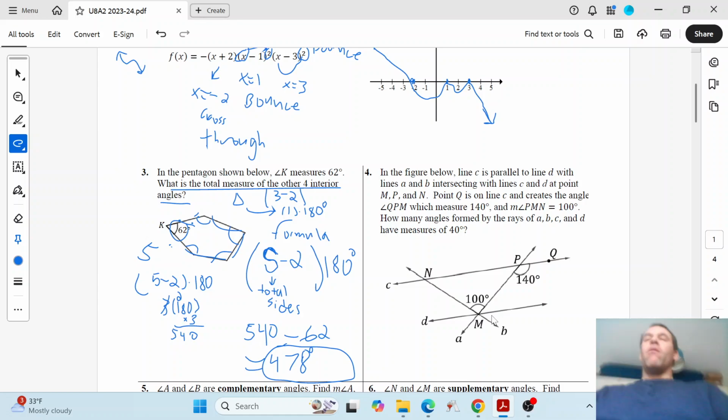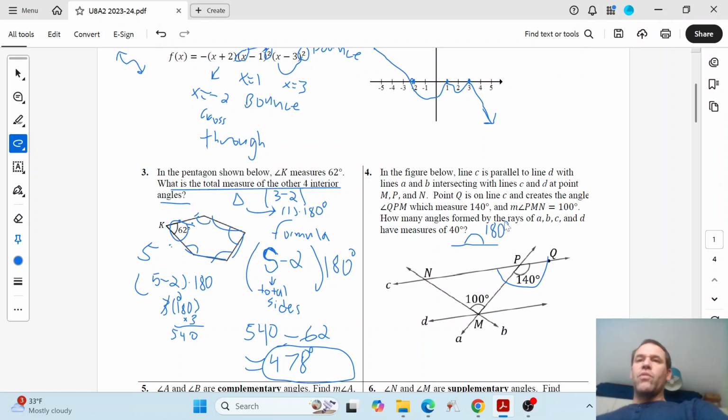So number 4, you're using the idea of 2 parallel lines being cut by a couple of transversals. And you also have the idea of supplementary angles, which is a big thing on this assignment. What I mean by that is if you draw a straight line, that's half a circle, and half a circle is 180 degrees. So we're going to use this concept over and over again.